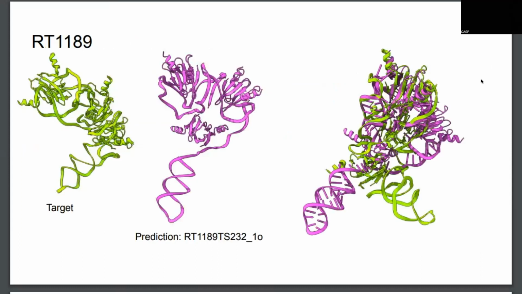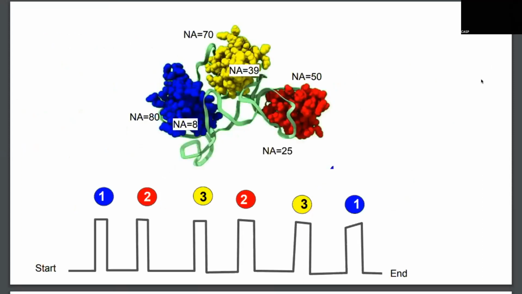And if we look at the target, it looks something like this. And this is one of the decent models. And when you try and overlay them, it just doesn't make any sense. And as we heard this morning, RMSD is a really bad estimate here. So instead, what I looked at was topology.